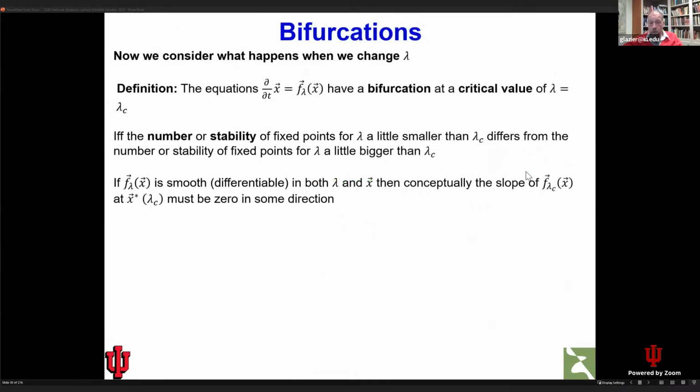Okay. Now, this is the key idea, and I know we're running out of time, but I want to at least introduce the idea, and you can think about it. You can read about it. Wikipedia has a good article. Essential Mathematical Biology has a good article. Herbert has a good article. The equation for the dynamics has a bifurcation at a critical value of lambda, call it lambda c, when the number or stability of the fixed points change.